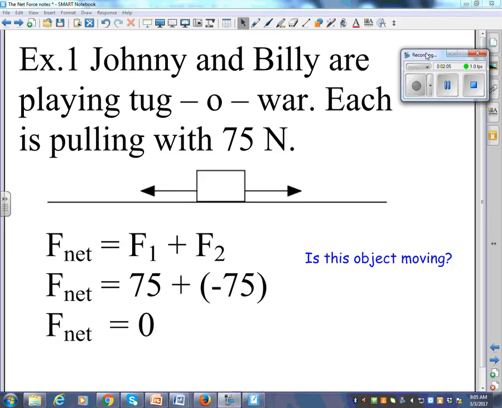Please don't write this down. The ability to play tug-of-war. Each one is pulling with 75 newtons, and neither one's going to win, right? 75 one way, 75 the other, negative 75. What's the net force? 0. Tough one. Don't need to write that down. Don't even need to calculate it, I'm hoping. But the question in blue, is this object moving?